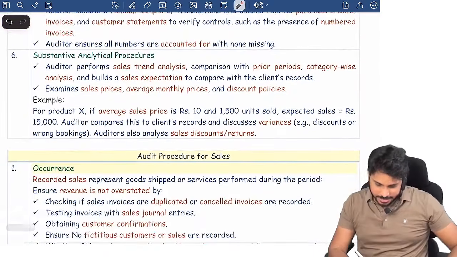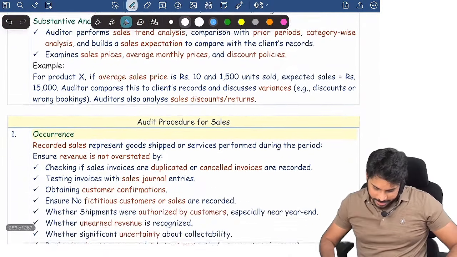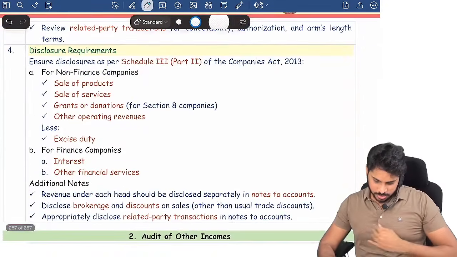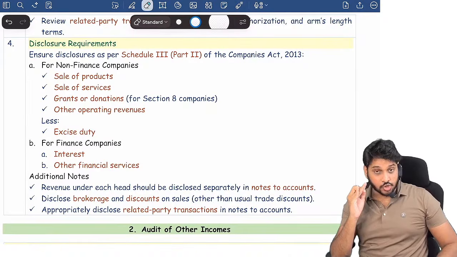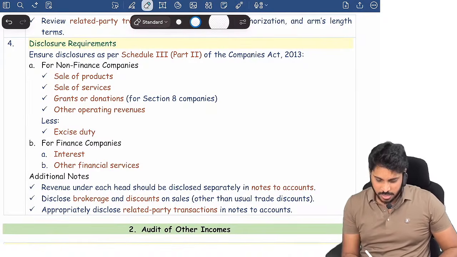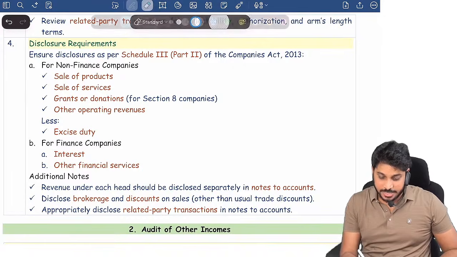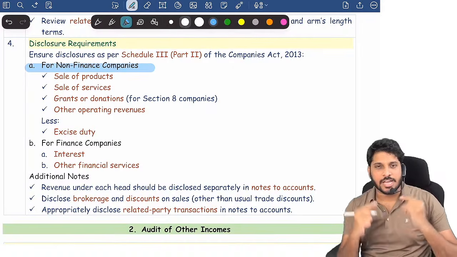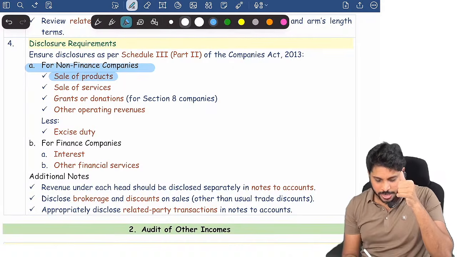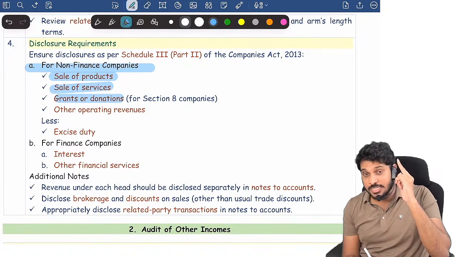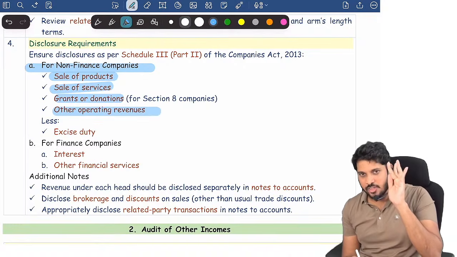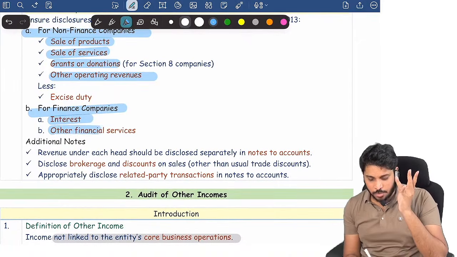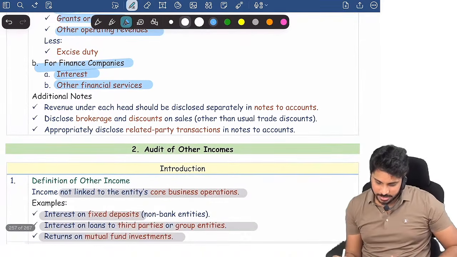Next, in the sales audit, first we'll see disclosure. Disclosure is very rarely asked, but sometimes it can be asked. For non-finance companies, an MCQ can come; a disclosure requirement can be tested in the form of an MCQ. For a non-finance company, sales has to be disclosed as how much is from products, how much from services, how much is received as grant or donation, and how much is other operating revenue. Whereas for finance companies, revenue is disclosed as interest and other financial services.